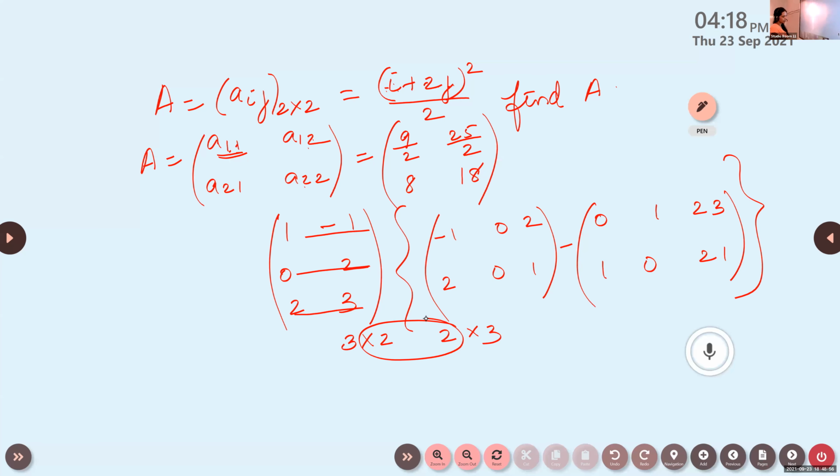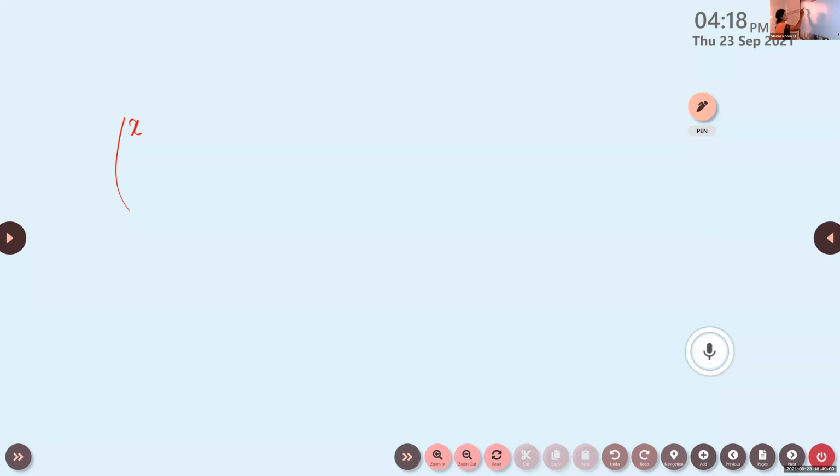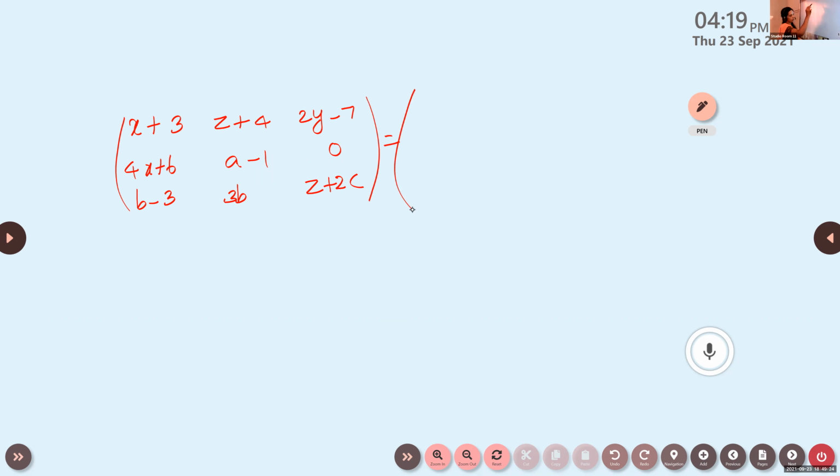Find A, B, C, X, Y, and Z if the matrix X plus 3, Z plus 4, 2Y minus 7, 4X plus 6, A minus 1, 0, B minus 3, 3B, Z plus 2C equals 0, 6, 3Y minus 2, 2X minus 3, 2C plus 2, 2B plus 4, minus 21, 0.